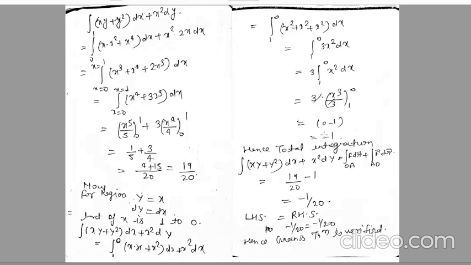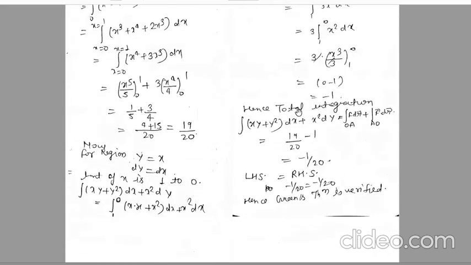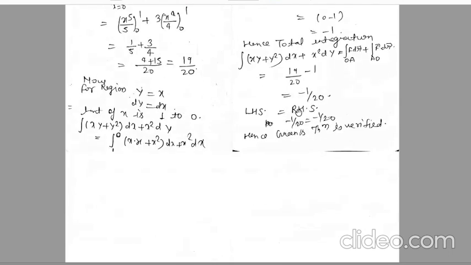Now the total line integral will be this for the region OA and for the region AO, so 19 upon 20 minus 1, so minus 1 upon 20. You can check that your right hand side answer is minus 1 upon 20, and your left hand side answer is also minus 1 upon 20. So Green's theorem is verified, left hand side is equal to right hand side, right?